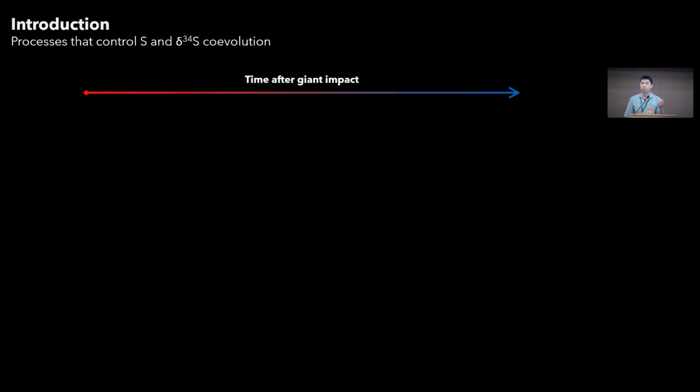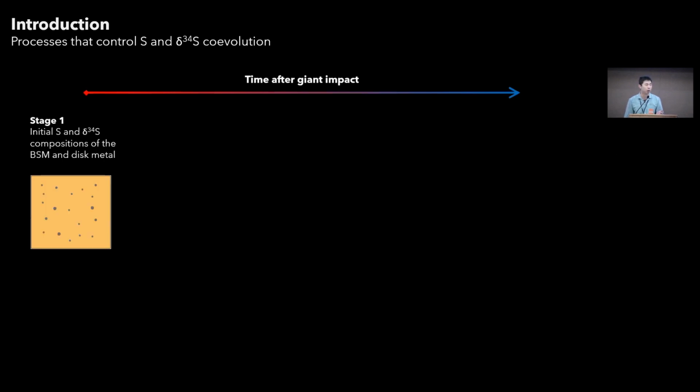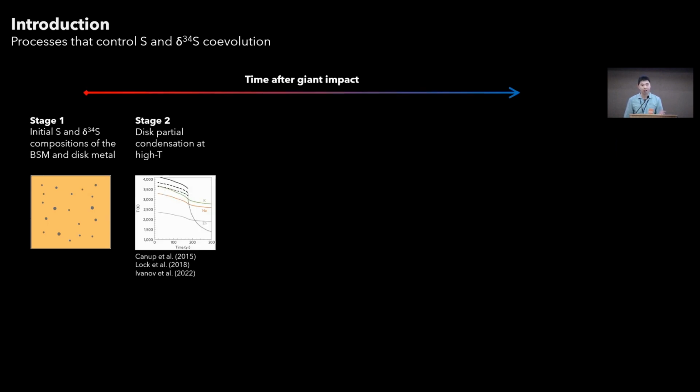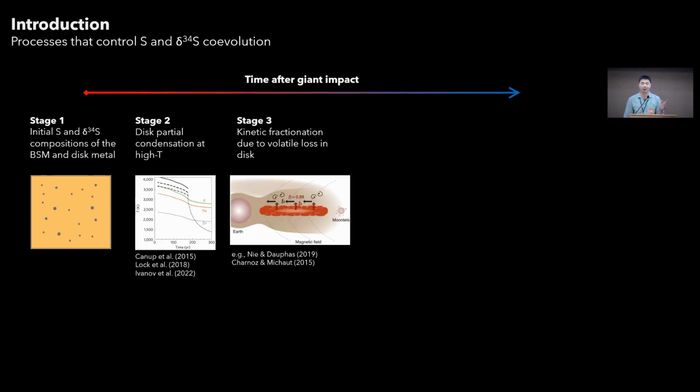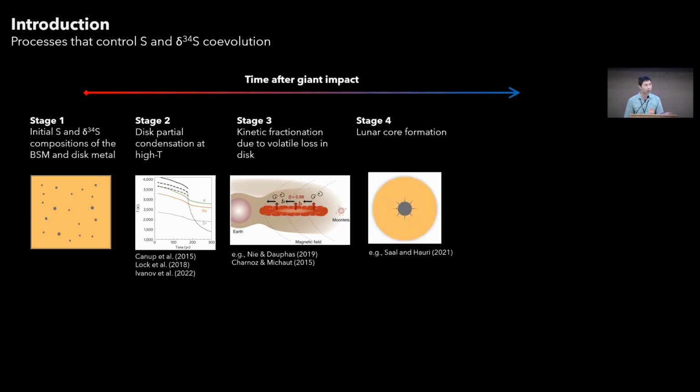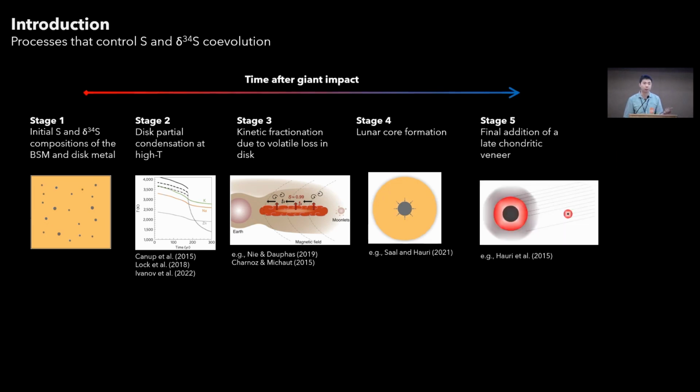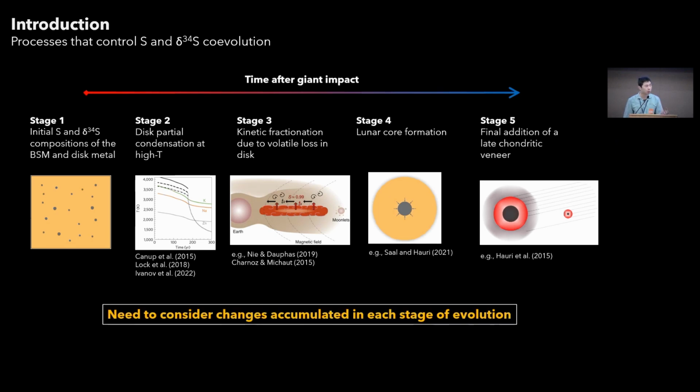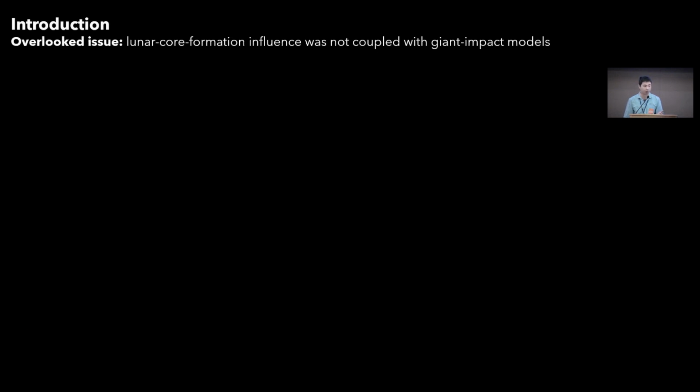So basically, if we want to model the lunar sulfur and delta sulfur coevolution properly, we need to account for a sequence of processes during the moon formation, including the initial composition of the disk, the high temperature condensation, a possible kinetic fractionation in the disk due to volatility-related loss, the lunar core formation, and finally, a potential addition of a late chondritic veneer. So if we want to trace it properly, we need to consider the changes accumulated in each of the stages that I mentioned above.